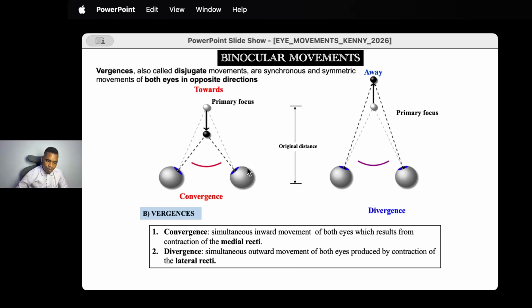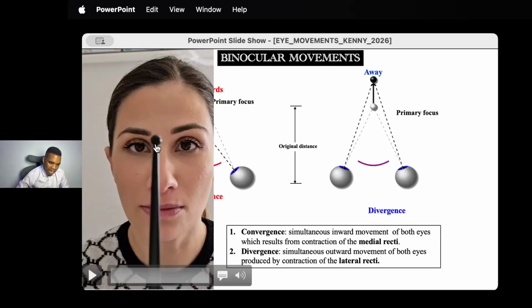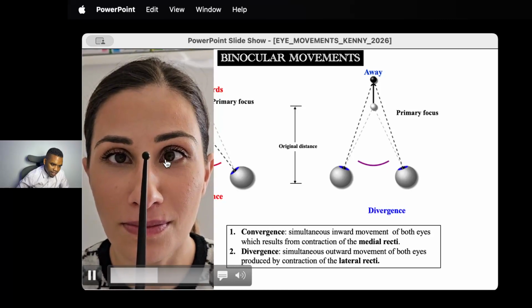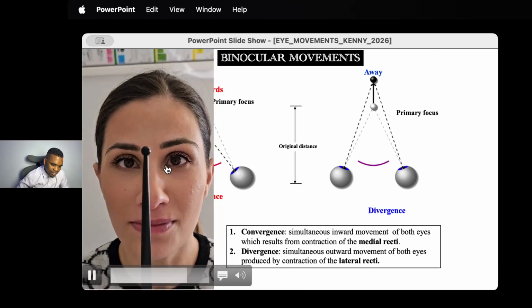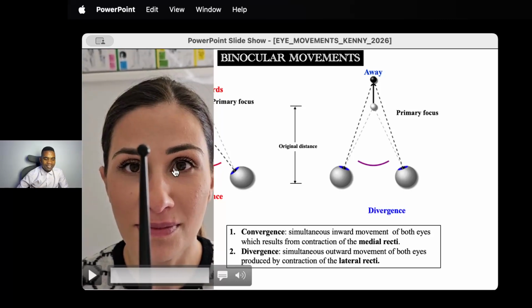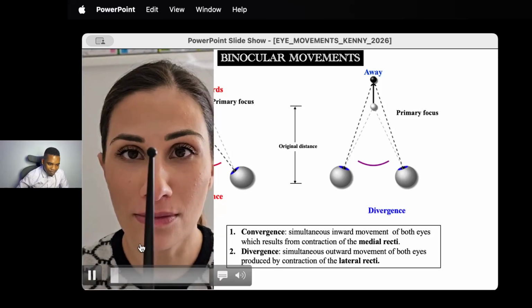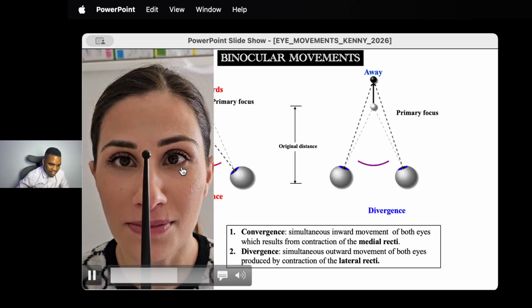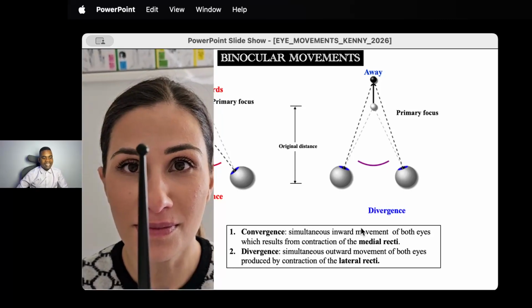Now let's see another example of convergence and divergence. Concentrate on the eyes of this girl here. This object is moving closer to her, so you should expect the eyes to converge. Let's confirm if the eyes are converging as the object is approaching her. Look at the eyes. They are converging. And as the object is moving away from her, the eyes are diverging. One more time. The eyes are converging, and when the object is moving away, they are diverging.